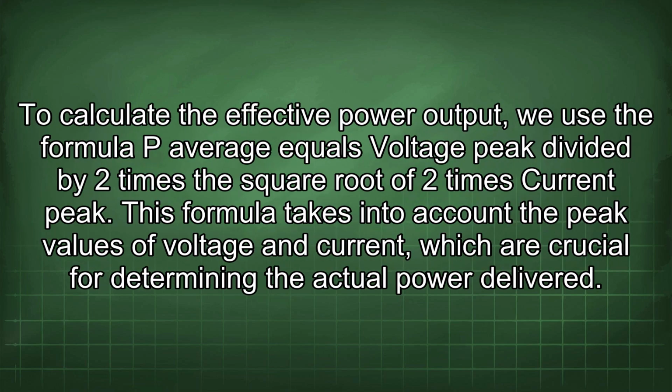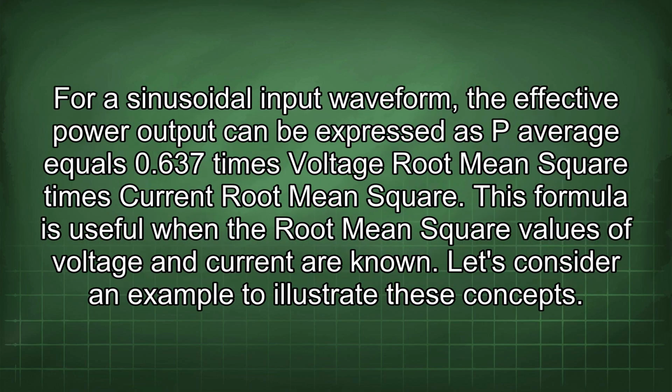This increased root mean square voltage further enhances the effective power output. To calculate the effective power output, we use the formula P average equals voltage peak divided by 2 times the square root of 2 times current peak. This formula takes into account the peak values of voltage and current, which are crucial for determining the actual power delivered. For a sinusoidal input waveform, the effective power output can be expressed as P average equals 0.637 times voltage root mean square times current root mean square. This formula is useful when the root mean square values of voltage and current are known.